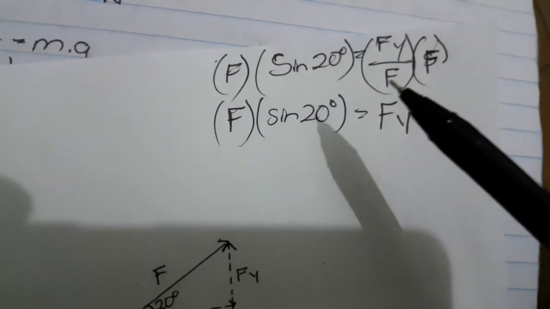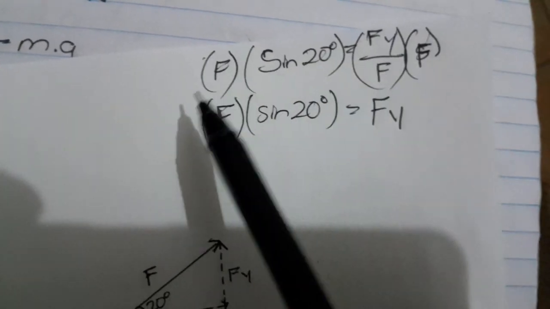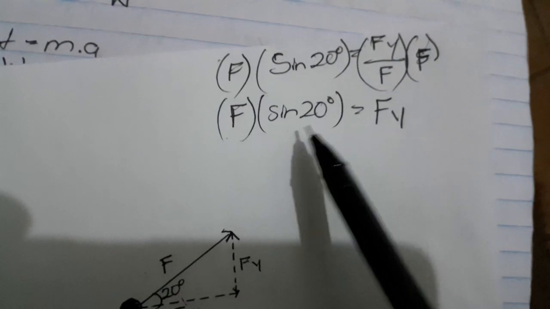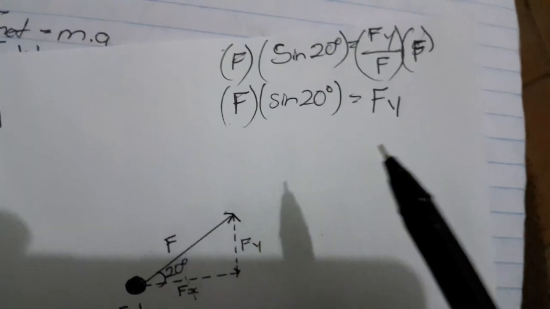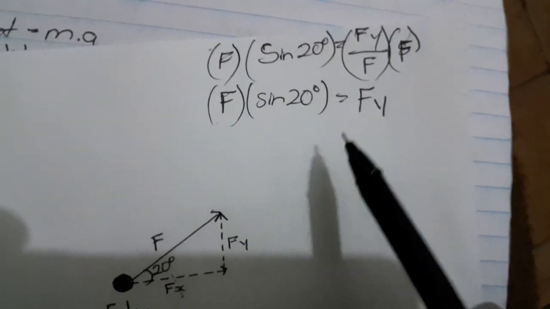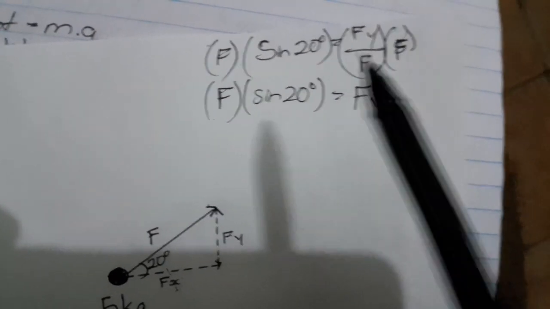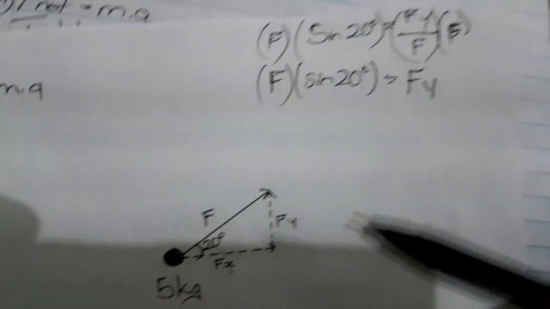We want to solve for Fy. To solve for Fy, we multiply both sides by F. So that means F times sine 20 degrees is equal to Fy. Guys, we need to know our maths, especially when it comes to Newton's law. Otherwise, it will be a big problem when it comes to the calculations. It won't be very easy.